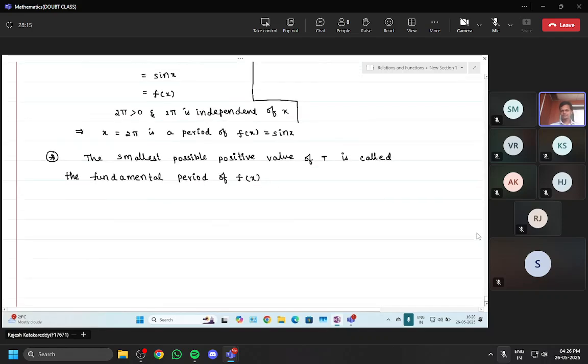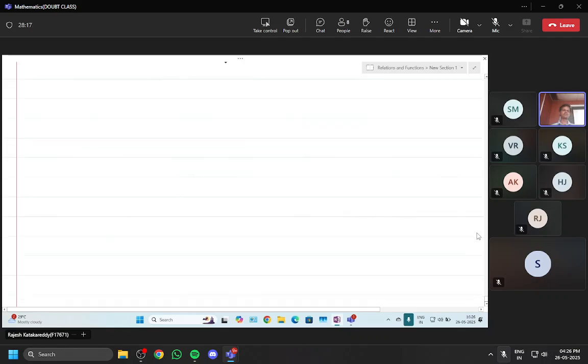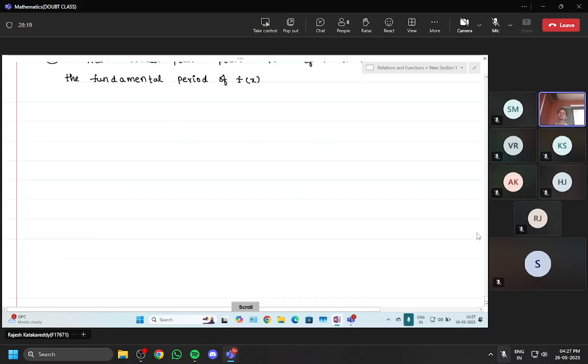Now let us see some standard functions and their fundamental period. After that, we will go into the properties of periodic functions. Again, a table. In this table, what we will see is a function and the fundamental period. In one column, there will be a function. In another column, there will be a fundamental period. So in column 1, I am writing function f of x. Second column, I am writing fundamental period of the function, right?